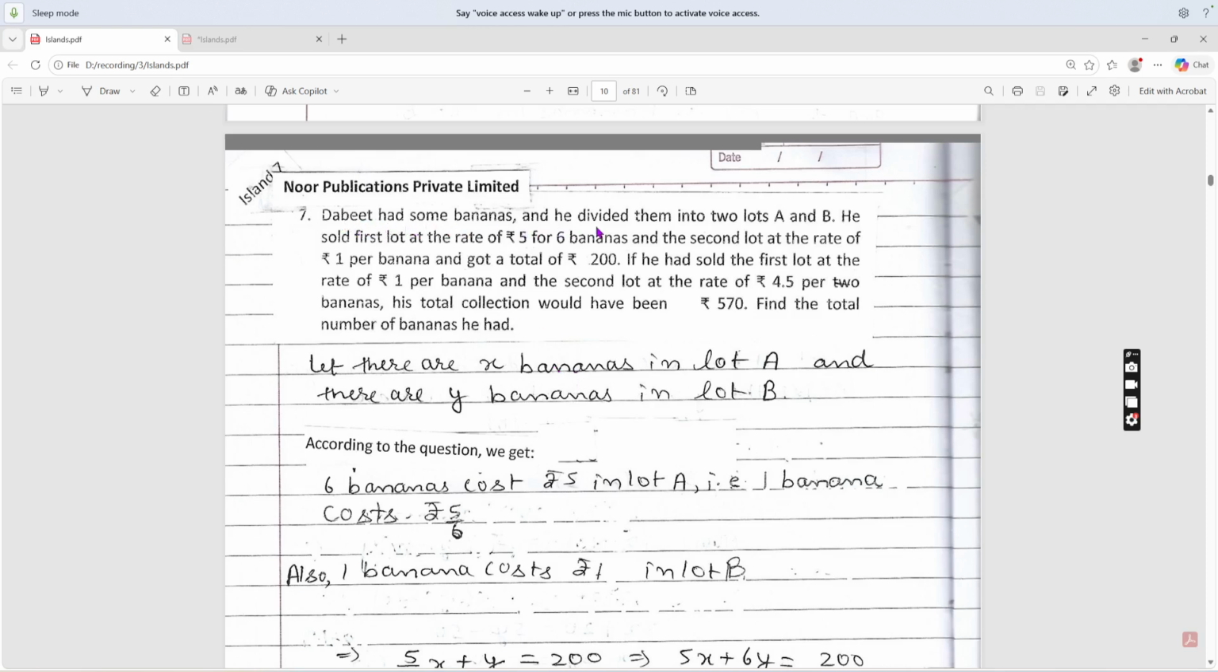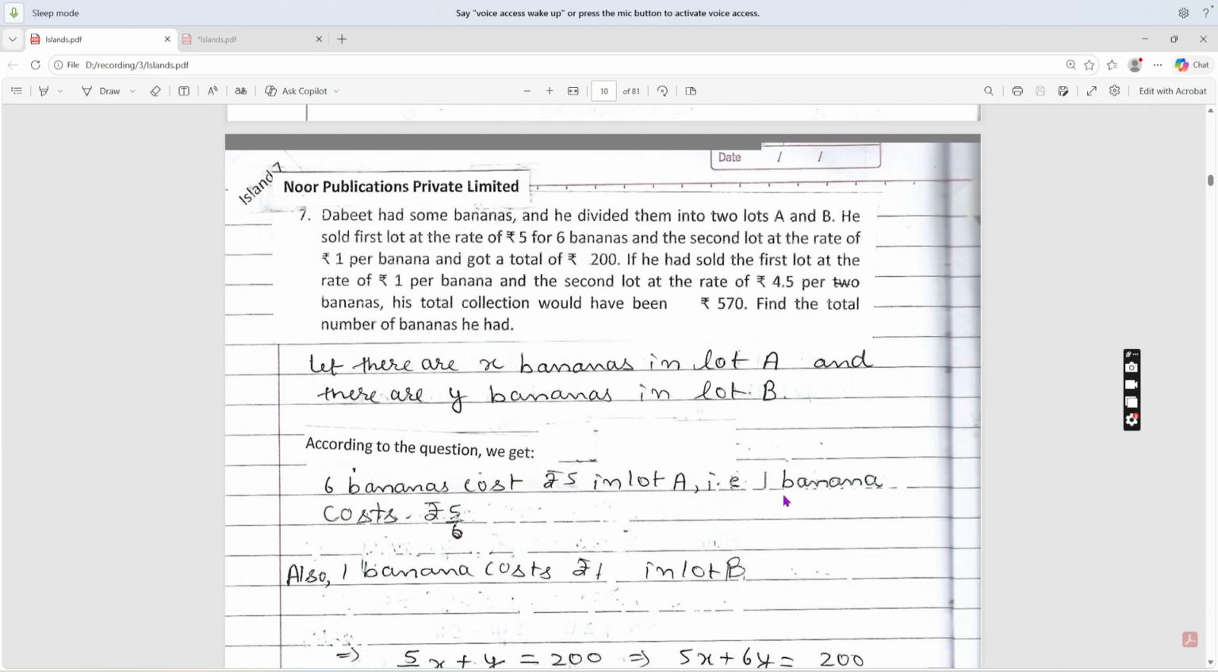The seller had some bananas and he divided them into two lots A and B, means two groups A and B, and the price of selling in both the lots is different. How it is different, I'm going to show you. He sold the first lot at the rate of rupees 5 for 6 bananas. From here we can see that per banana would be sold for rupees 5 upon 6. Why? Just see. 6 bananas cost rupees 5 in lot A.